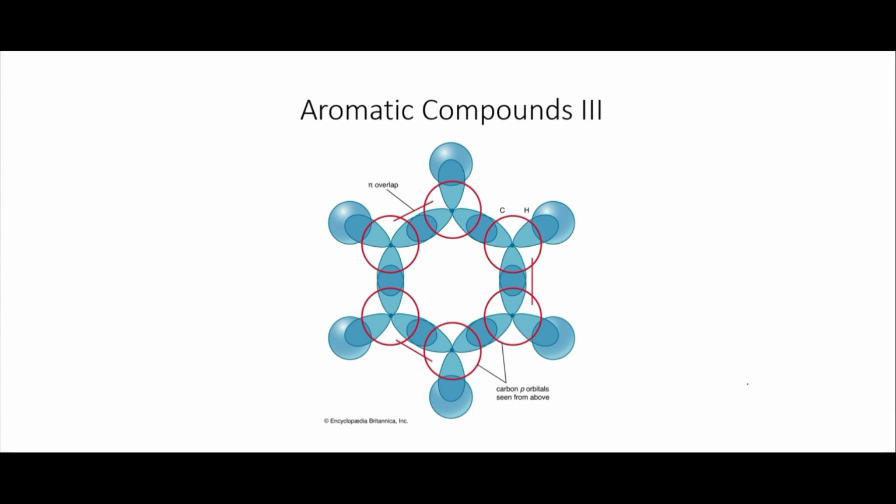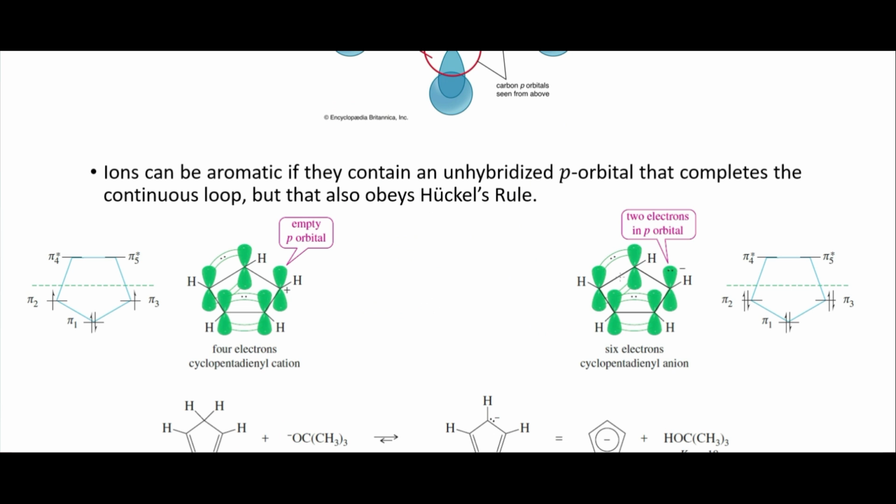In this video, we're going to continue talking about aromatic compounds. In particular, we're going to be talking about ionic aromatic compounds and heterocyclic aromatic compounds. So ions can be aromatic if they contain an unhybridized p orbital that completes the continuous loop of pi electrons and also obeys Huckel's rule.